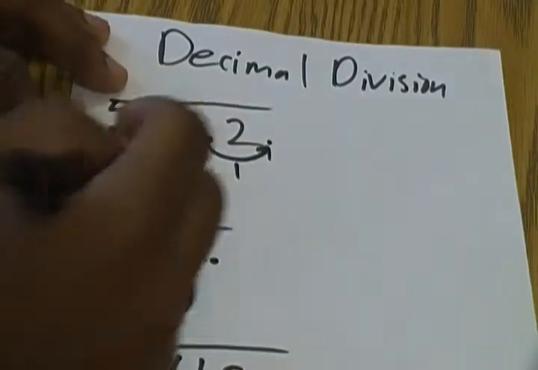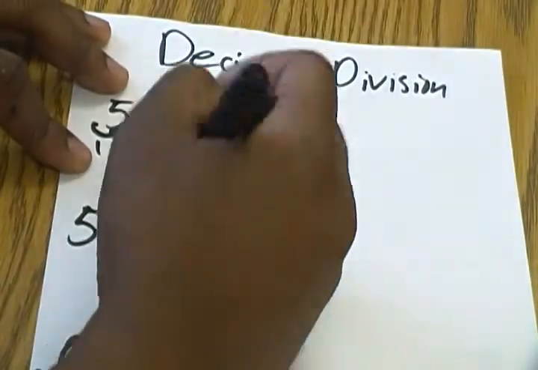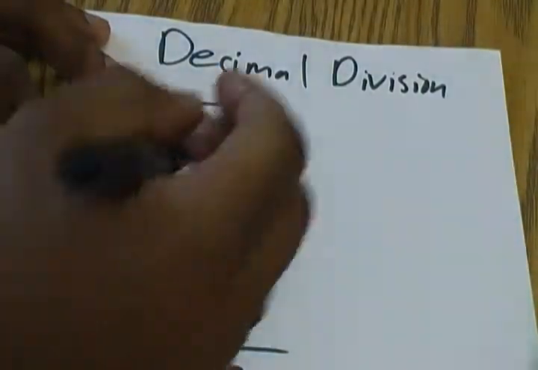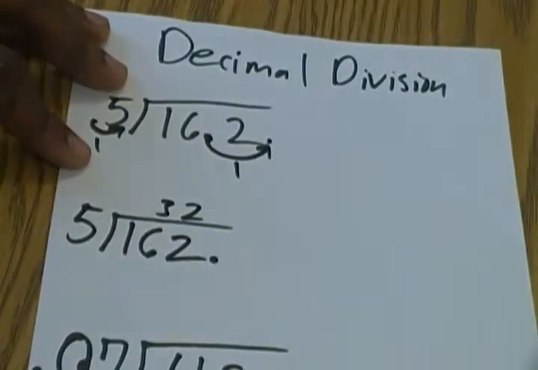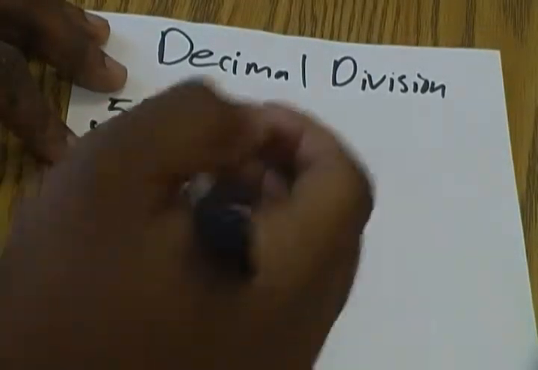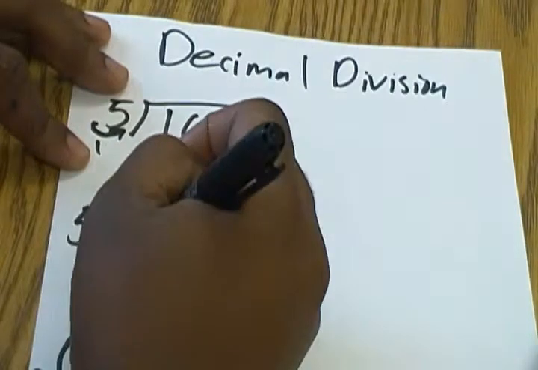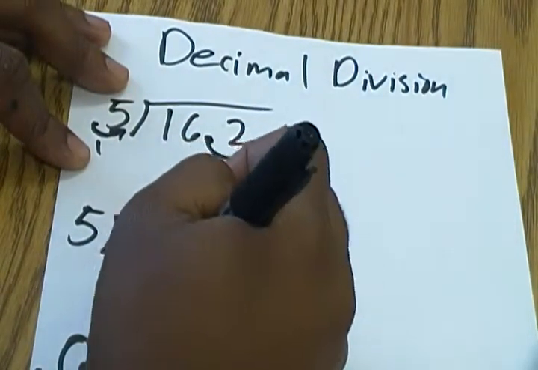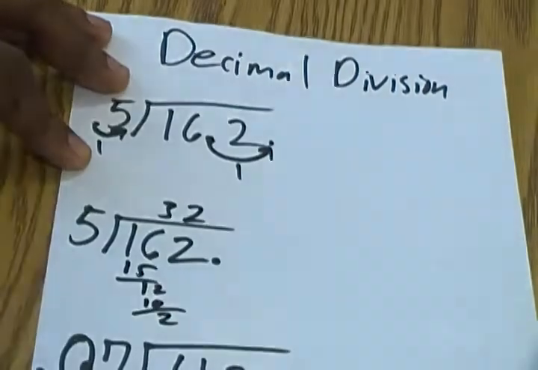From there, it's just regular division. 5 goes into 16 3 times, which gets you 15. You have 1 left over, so we bring down the 2 and have 12. 5 goes into 12 2 times. Now you're going to have 2 left over. So let's actually do this part here. That gives you 15, you have 12, and that gives you 2 left over.